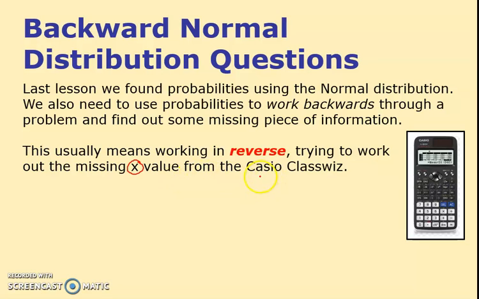We can use the ClassWiz to do these in reverse, and the button on our calculator says inverse normal from memory. So the way to find that is you go menu 7 and then you press 3 inverse normal. So this is how we work backwards. An inverse sounds perfectly reasonable button to press to make it do that.